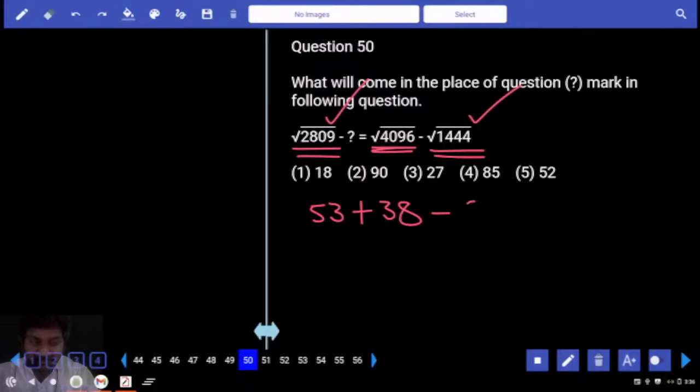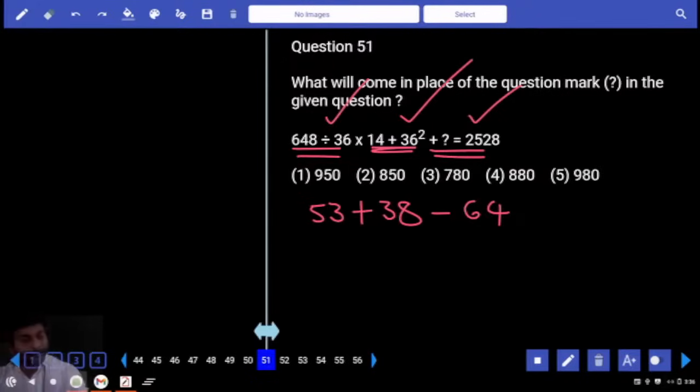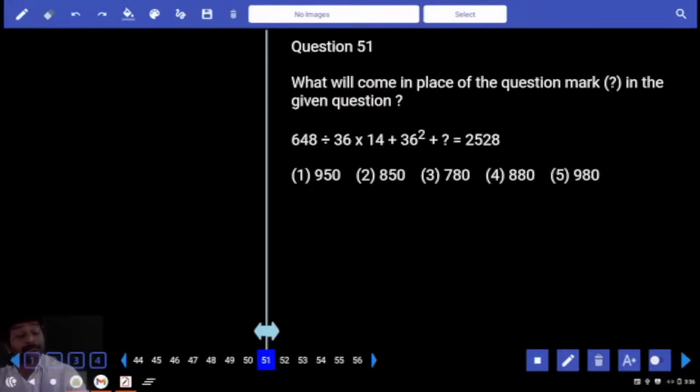3600. So it will be in 60s only, but close to 60 square, correct? When it is ending with 6, it should end with either 4 square or 6 square. It should be close to 60. So 64. You got it? Then we verify last digit. Last digit cannot be verified.